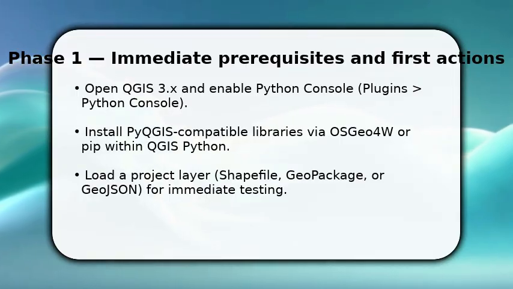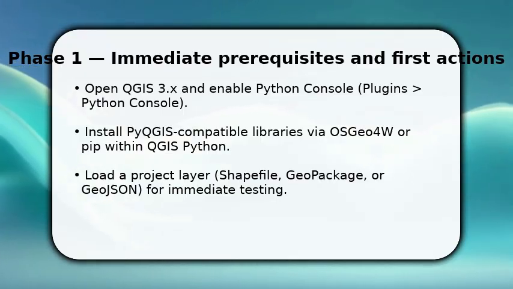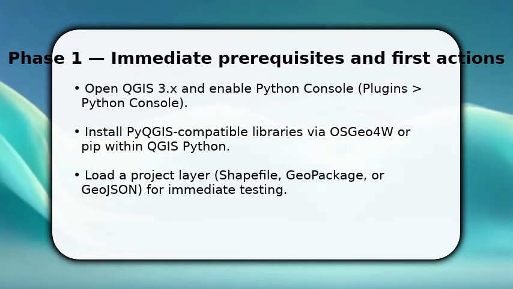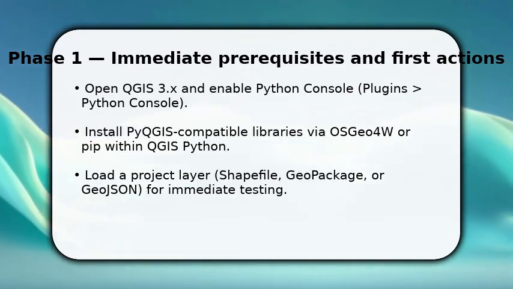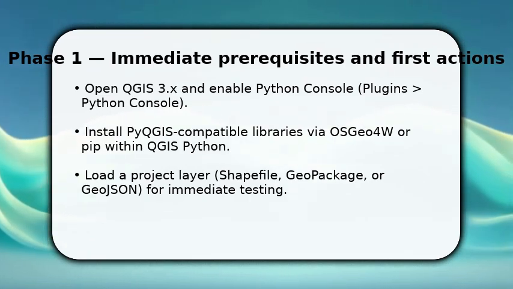Install any extra libraries via the QGIS Python environment. Use the OSGeo4W shell or the internal pip so versions match PyQGIS. This step speeds testing and prevents path errors. It also ensures the console uses the same QGIS API you see on screen, which avoids runtime mismatches.